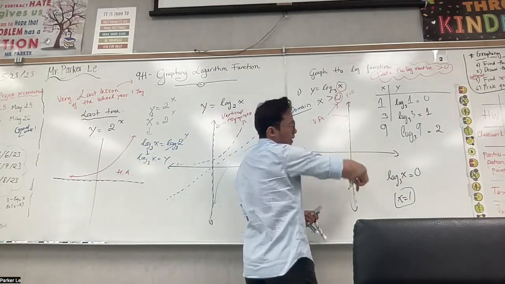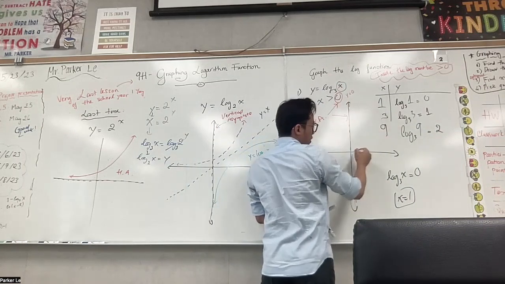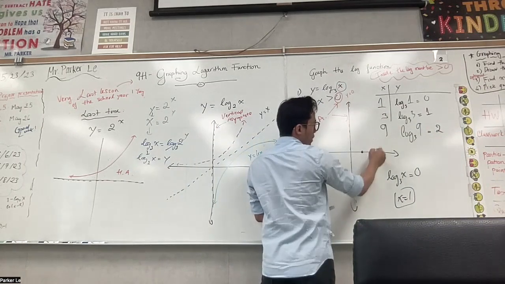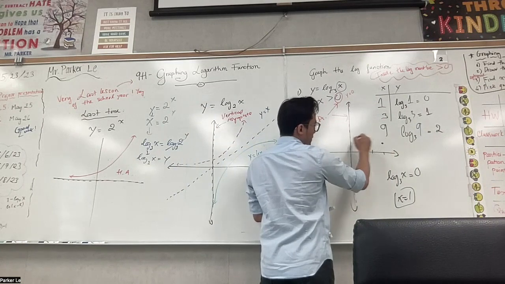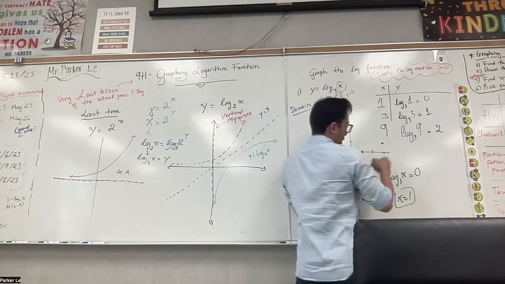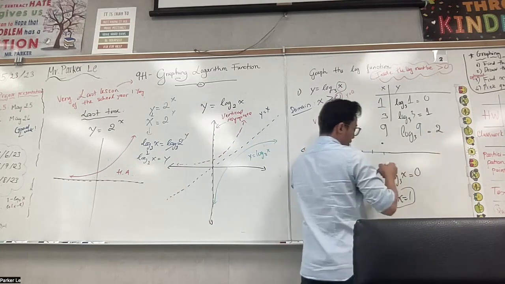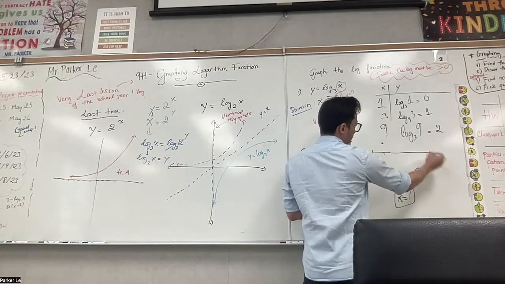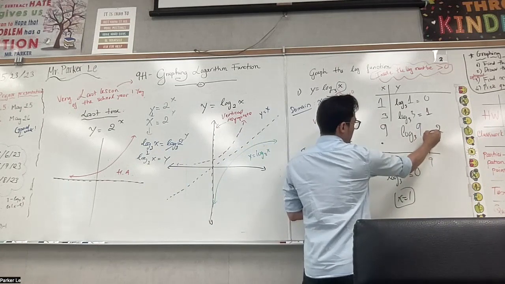Okay, now you have 3 points. You need to plug them in. 1, 0 right here. 3, 1 right here. And then 9, 2. So again, you can just estimate. You don't need to get the exact measurement. So let's say this is 9, and then 2 over here.